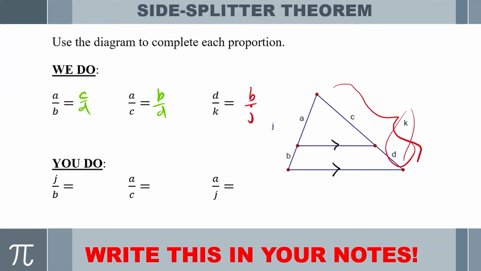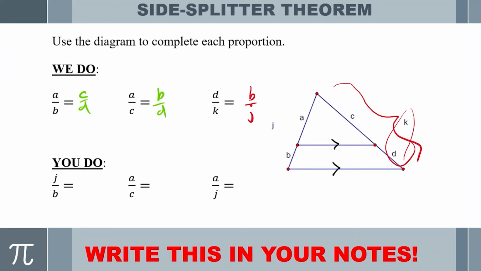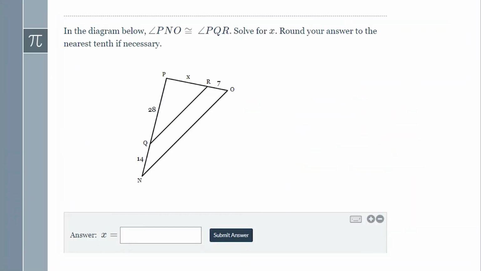All right, so let's look at an example from Delta Math. In the diagram below, angle PNO, that's this angle, is congruent to PQR. Okay, so we have 2 congruent angles. Solve for x. Well, if these 2 corresponding angles are congruent, we know that these 2 lines have to be parallel. Therefore, QR is a side splitter, and I'll just write that. QR is a side splitter.